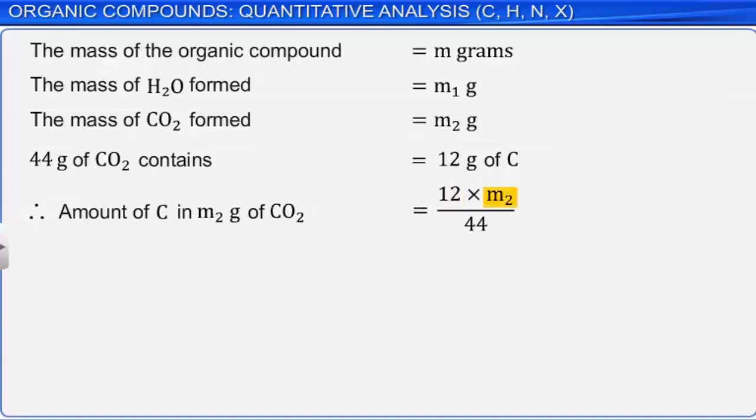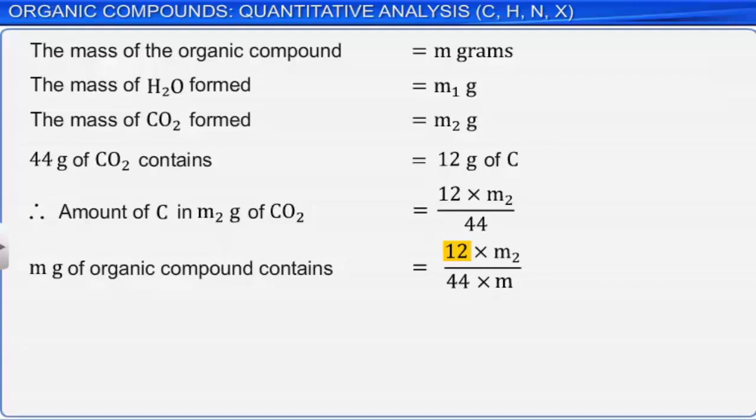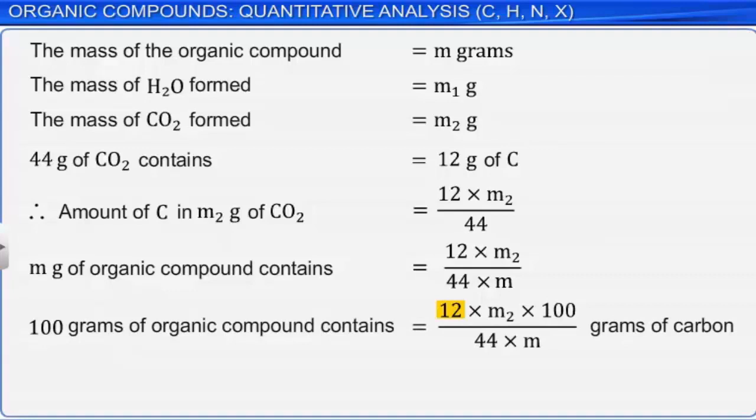Now, m grams of organic compound contain 12 multiplied by m2 divided by 44. Therefore, 100 grams of organic compound would contain 12 multiplied by m2 multiplied by 100 divided by the product of 44 and m. This gives the percentage of carbon present in m grams of the given organic compound.